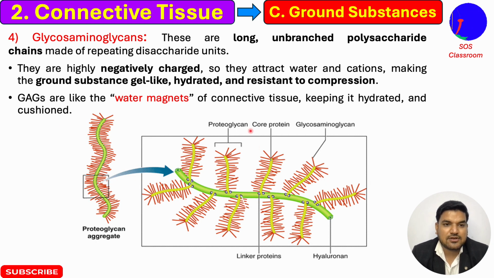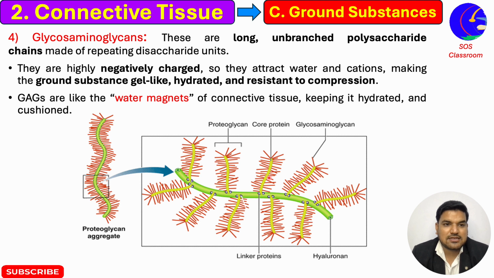Last is the glycosaminoglycans. Already we discussed the glycosaminoglycans. These are the tubule-like structures present on the core proteins and together they form the proteoglycans. They are highly negatively charged, so they attract water and cations, making the ground substance gel-like, hydrated and resistant to compression. That's why it works as a cushion system.